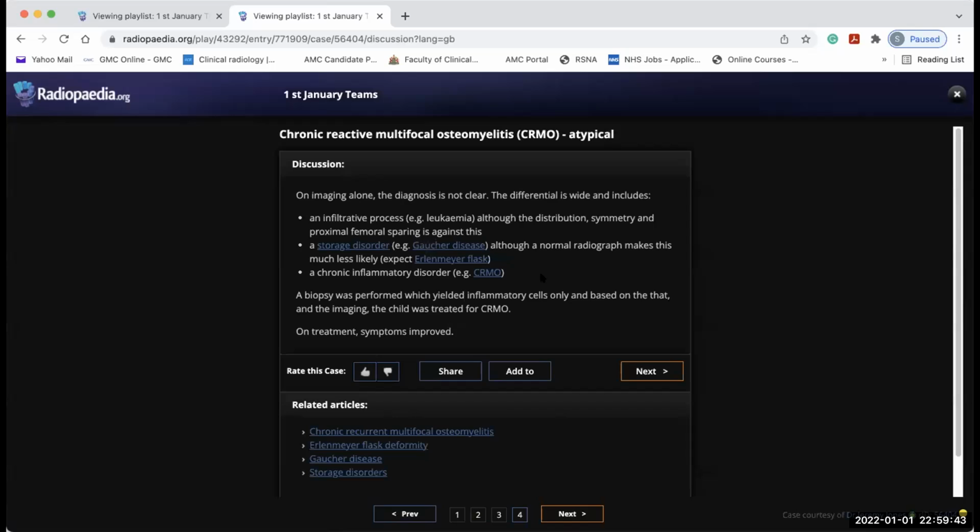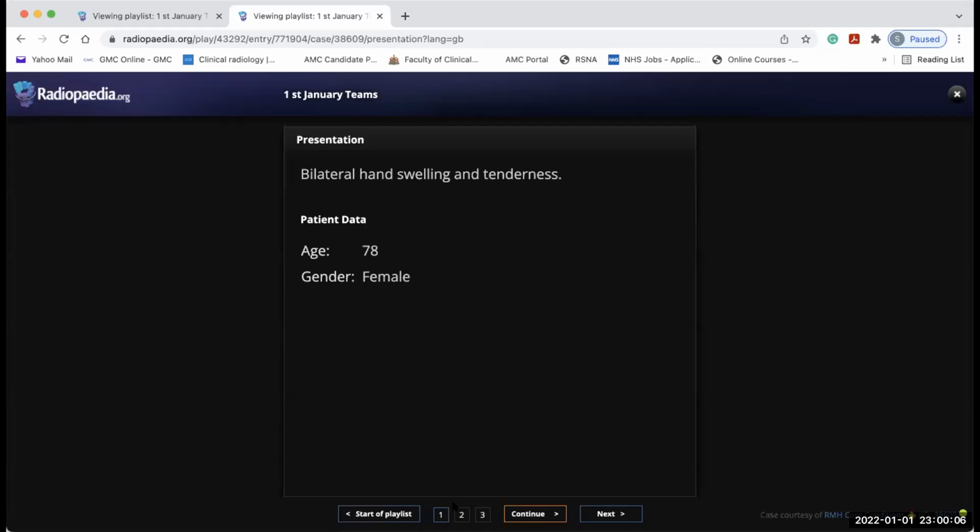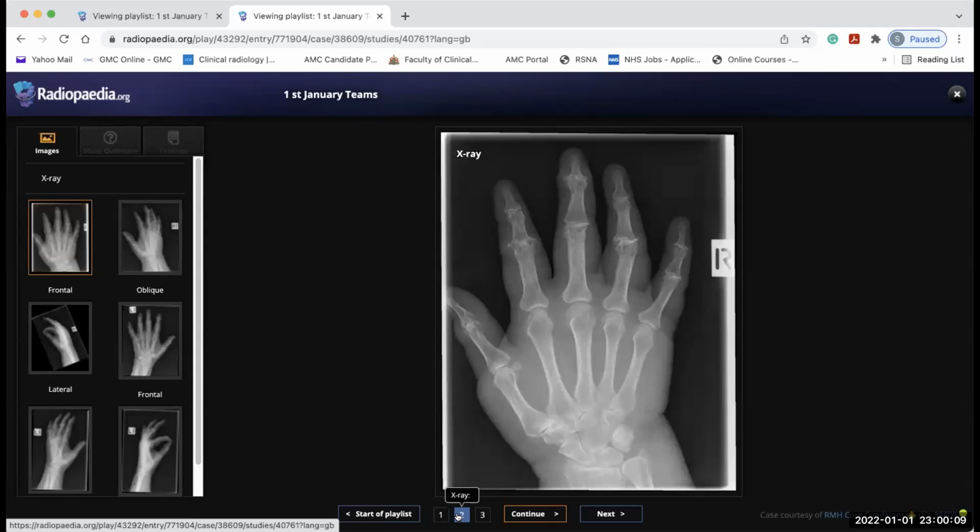You are right, but the differential in this case would be, you have to exclude Ewing sarcoma in this case, and leukemia as well, because CRMO is a diagnosis of exclusion. So we need to exclude other causes like Ewing sarcoma and hematogenous osteomyelitis. Okay. And this one with the bilateral hand swelling is an erosive osteoarthritis, and you pointed it out correctly. So thank you, doctor, and you did really very well.